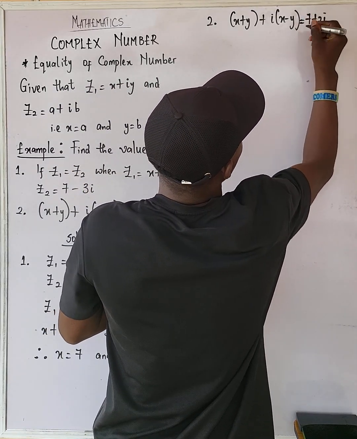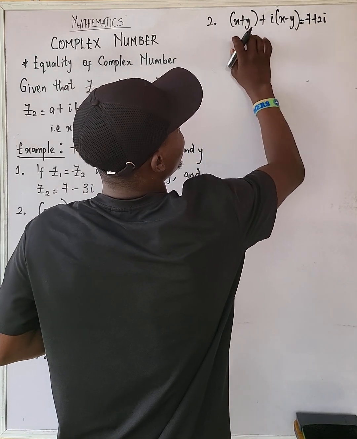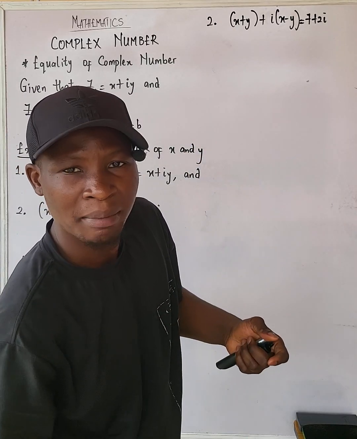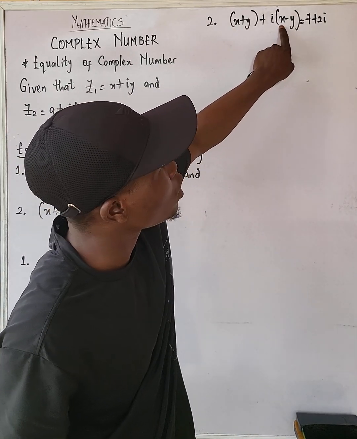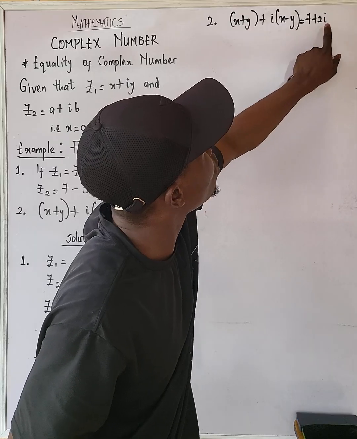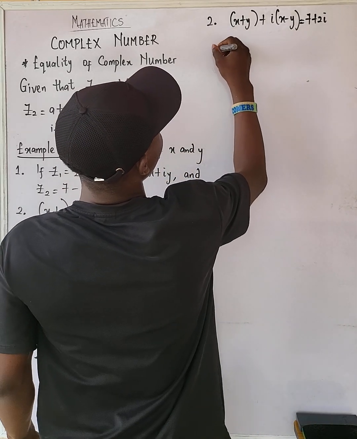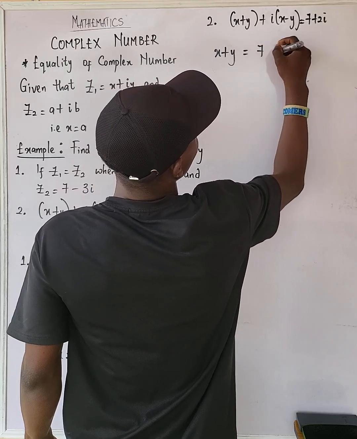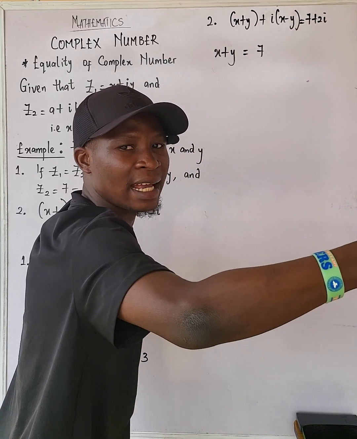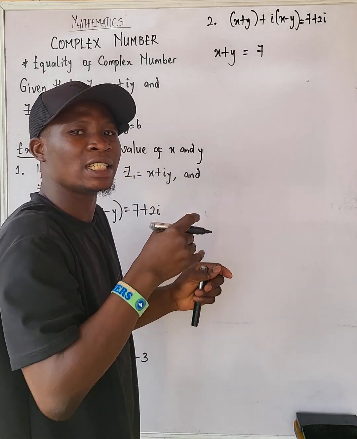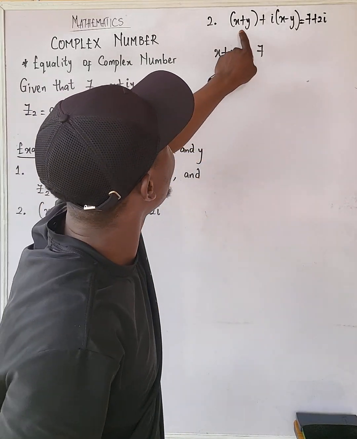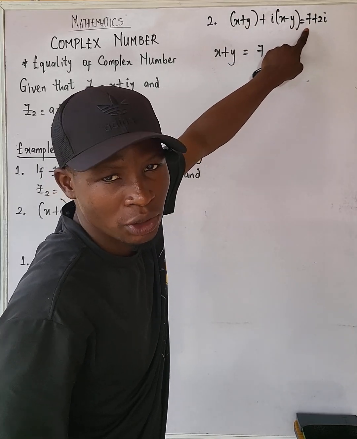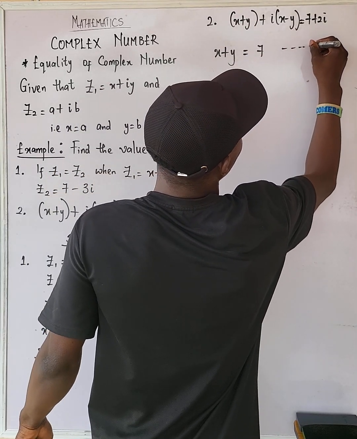This is equal to, right? So on this left hand side, what is our real part? Our real part is x plus y, right? Then what is our imaginary part? Our imaginary part is x minus y. So if they say this is equal to this, then I can say x plus y, which is this one, is equal to 7. It will be equal to the real part on the right hand side. I'm taking the real part on the left hand side, and it must be equal to the real part on the right hand side. On the left hand side, my real part was x plus y. On the right hand side, my real part was 7. Do you understand? So you call this equation 1.